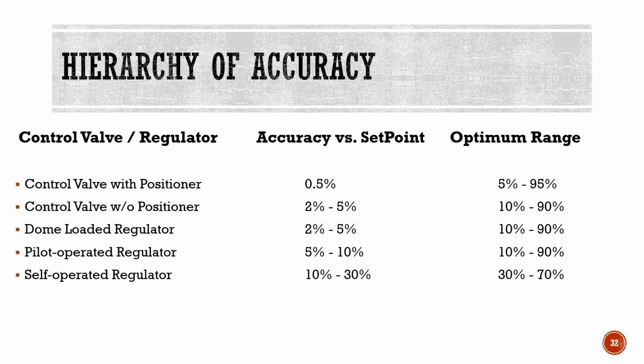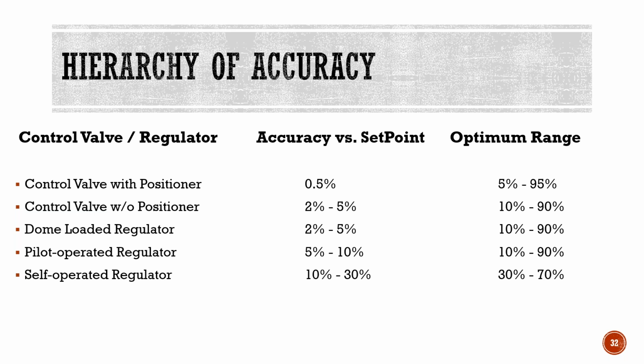Okay. So the hierarchy of accuracy. Control valve with a positioner, we talked about first. That's generally accurate within 0.5% of the set point. In the optimum range, you can operate within 5% to 95% of the rated flow. A control valve without a positioner, accurate within 2% to 5% of the set point, and you can operate from 10 to 90.